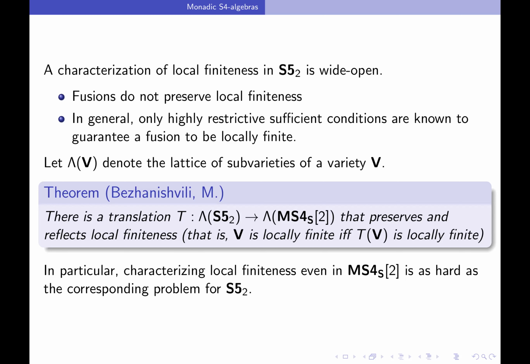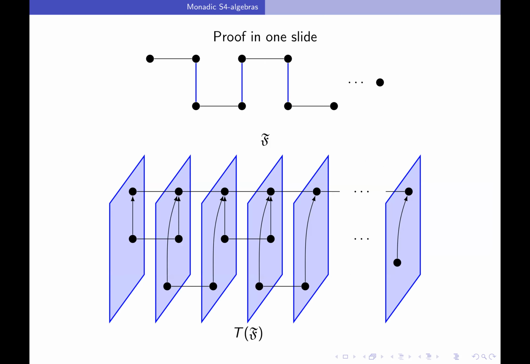So here is the proof in one slide. I will attempt to explain with words. On the top here, what I have is an S5(2) frame. Again, horizontal lines are E1 equivalence classes, and vertical lines are E2 equivalence classes. They're drawn in blue. So if you give me any such frame, then what I can do is pick my vertical relation, E2.